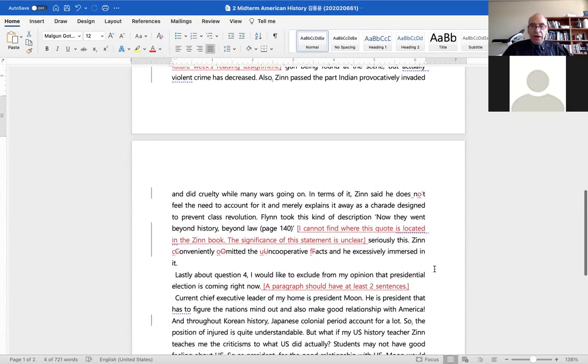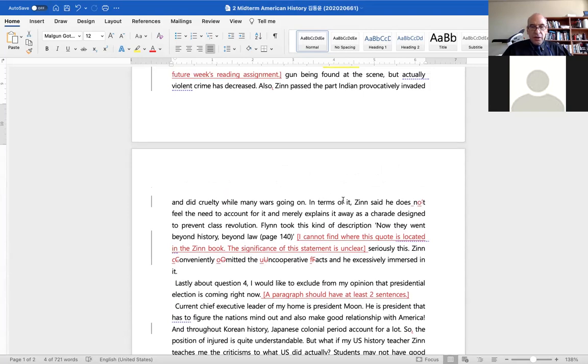And then you write here, in terms of Zinn, that he does not feel the need to account for it and merely explains it away as a charade designed to prevent class revolution. So I think, yeah, I guess what you're arguing here is, why doesn't Zinn talk about the cruelty of the Indians? Why only talks about the cruelty of the white people, of the pilgrims, the people that were moving into Indian territory? And you say that Zinn does not need to account for it because he merely explains it away as a charade designed to prevent class revolution.